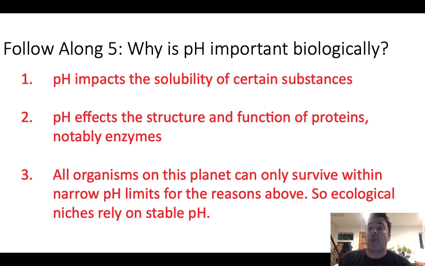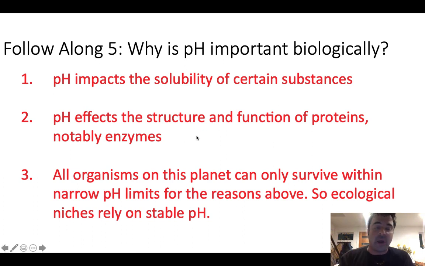Now, follow along 5, why is pH so important biologically? So pH, which is the power of hydrogen, represents the concentration of hydrogen ions in solution. Why do we care about it? Well, pH profoundly impacts the solubility of certain substances. It influences whether substances will dissolve or not in solution. pH affects the structure and function of proteins, notably enzymes, and you're going to find that proteins are a really important class of biological molecule. They're like the little molecular workers of the cell, and they have a wide array of functions.